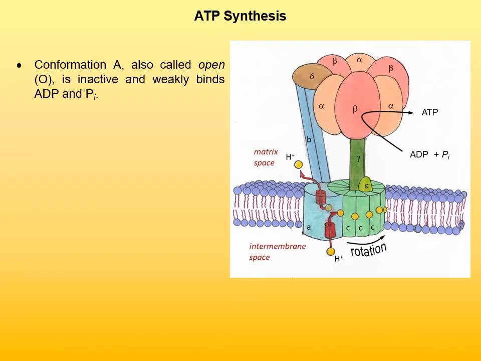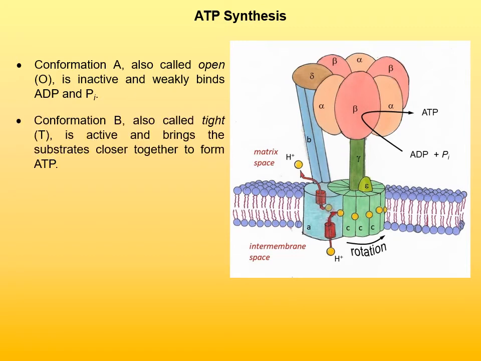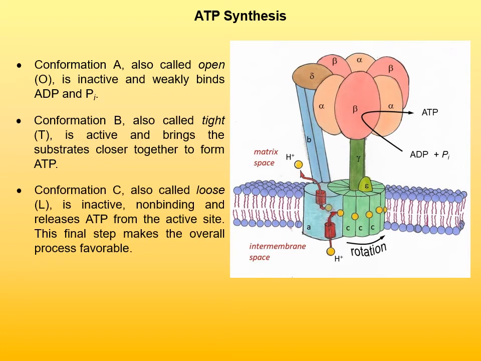Conformation A is called the open conformation. It is inactive and weakly binds ADP and inorganic phosphate. So that's the first step in the synthesis of ATP. Conformation B is called the tight conformation, or T, and is active and brings the substrates together to form ATP. Finally, conformation C is called the loose conformation. It is inactive, non-binding, and releases ATP from the active site. And so this final step makes the overall process favorable.